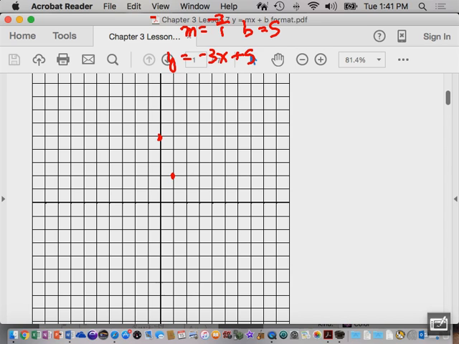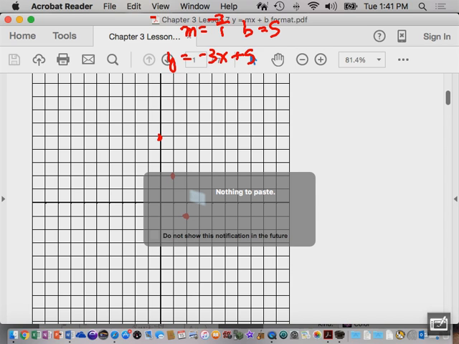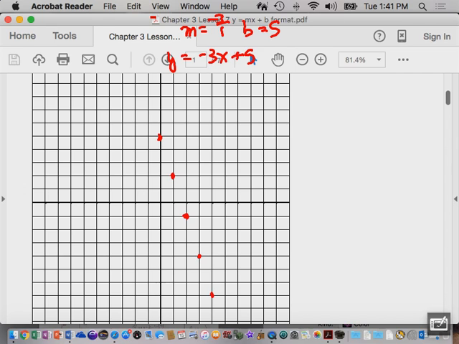Down 3 over 1. Down 3, 1, 2, 3, over 1. And then I connect all of those points, and I have my line drawn. Do you have to label it y equals negative 3x plus 5? Yes, thank you for mentioning that, Davis. You should label the line y equals negative 3x plus 5, so that everybody can see where it is, okay?